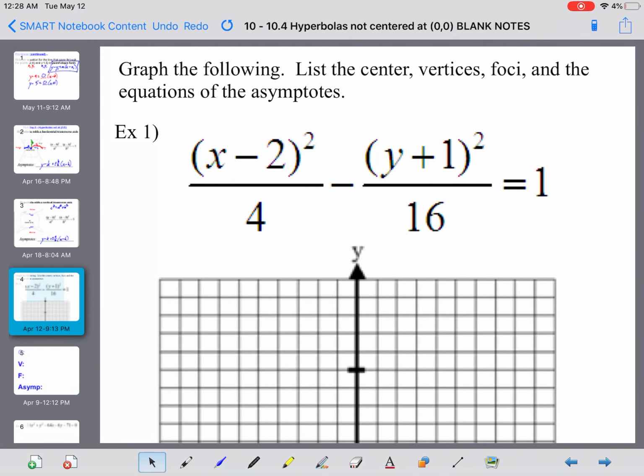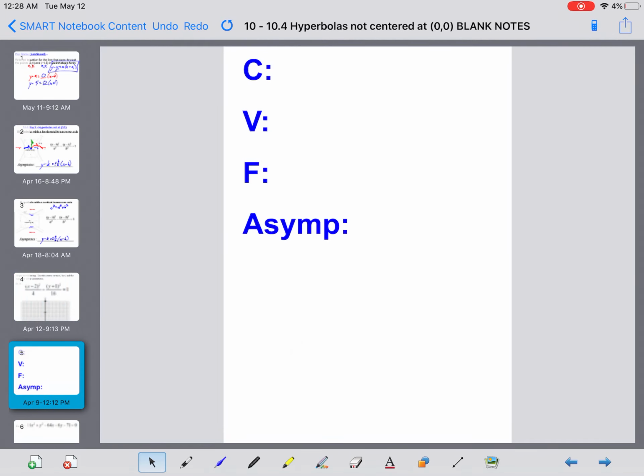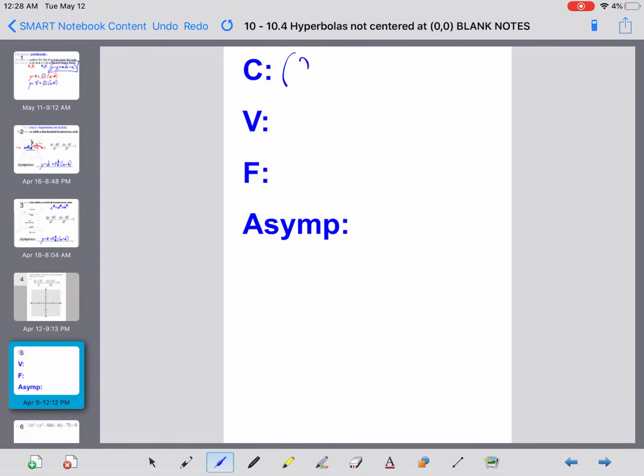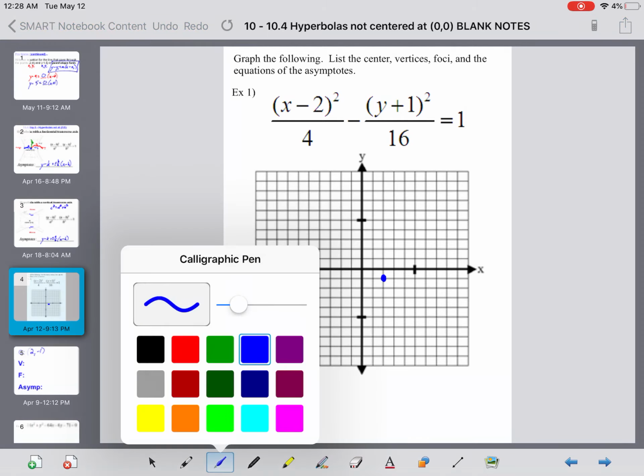All right, let's do a few of these. So here's the first one I want to do. I want to give you the equation here and have you list everything. I think I have this on the next page. Okay, so let's start with this piece by piece. The center, this is my H, this is my K. So it's going to be 2, -1. Remember how the signs work there? They get flipped a little bit. 2, -1. Now let's label that point. 2, -1, right. There's my center.